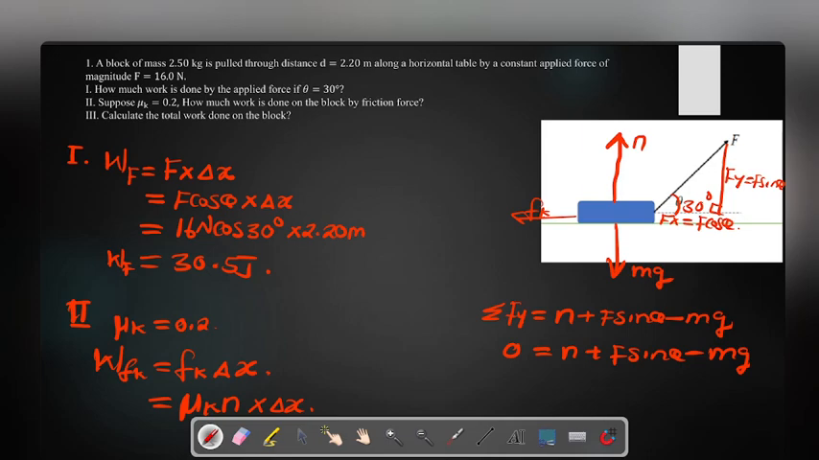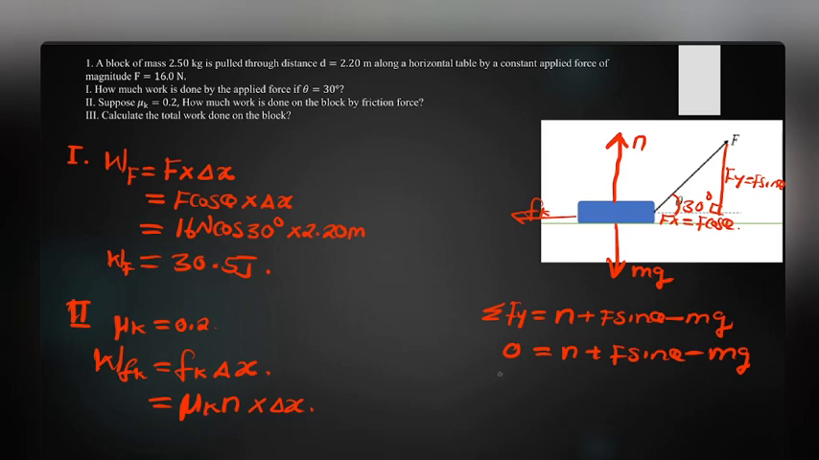Okay, and then from here what we're going to do is make the normal force the subject of the formula. So the normal force will be equal to, when mg crosses an equal sign, positive mg, then minus F sine theta. So the normal force will be equal to the mass of the block, which is 2.50, times the gravity, 9.81, minus the force being applied on the block, that is 16 newtons, then sine of the angle at which the force is being applied, which is 30 degrees.